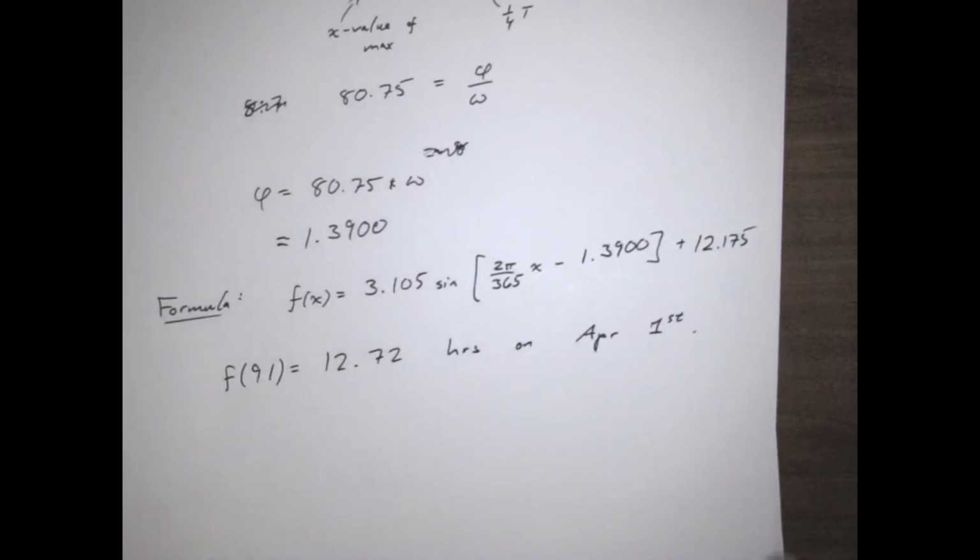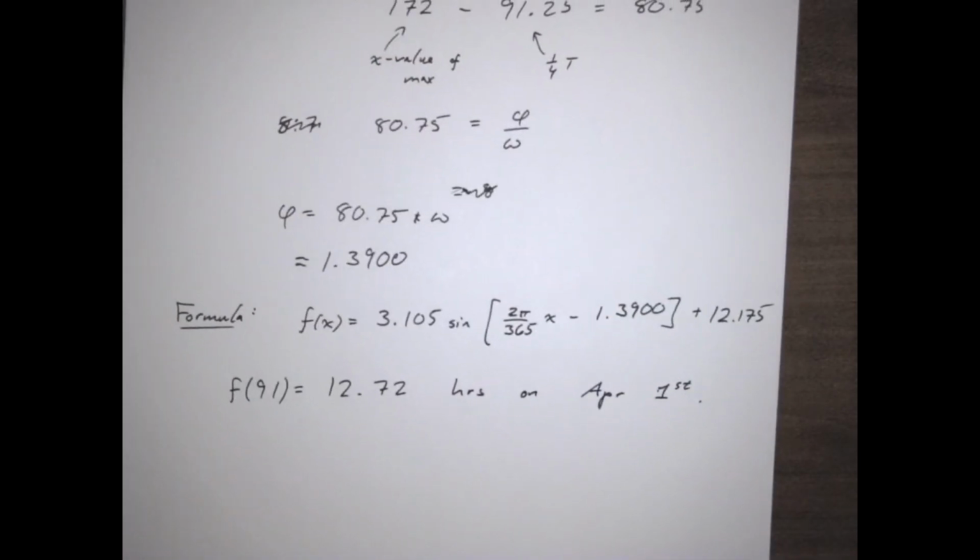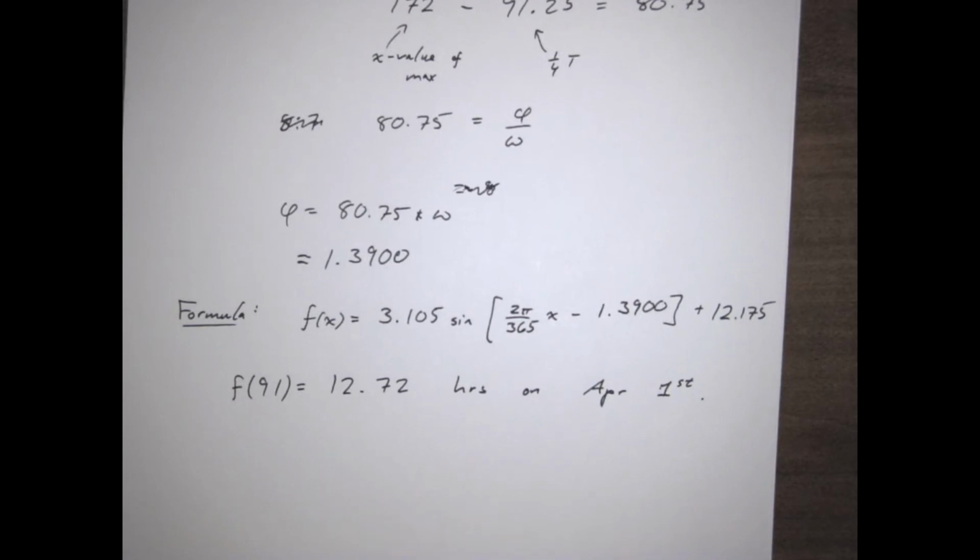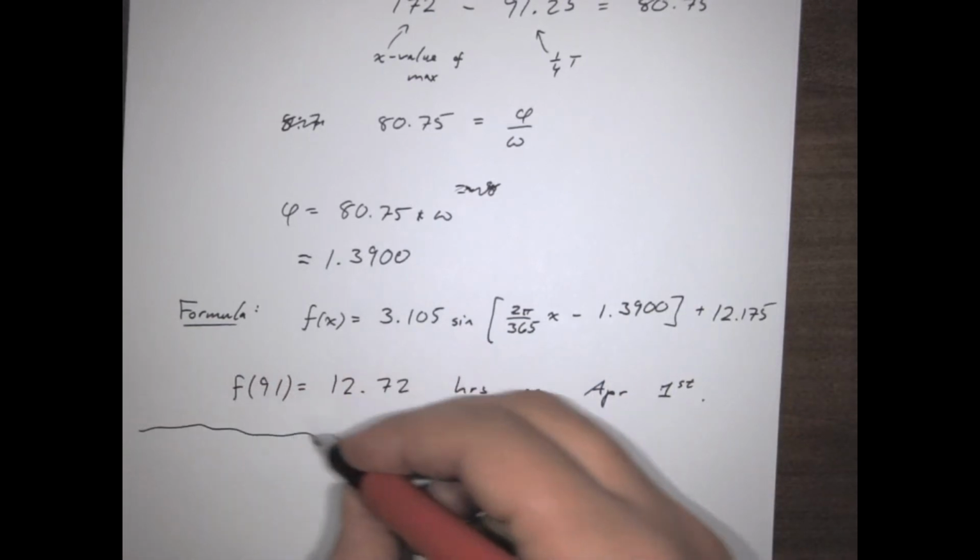Now, quick reality check. Does this make sense? Well, April 1st is pretty close actually to the spring equinox. The spring equinox happens in late March, so about a week before April 1st. And sure enough, that's when the length of the day is at the midline, which would be very close to 12 hours. So this is a very, very reasonable amount of time for the day to be on April 1st. So our formula seems to pass a reality check.